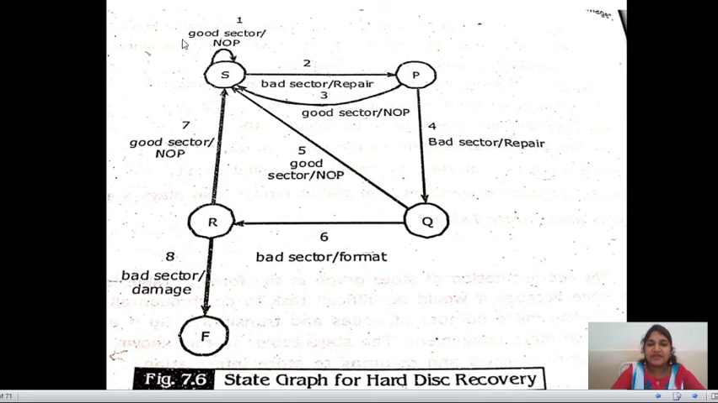After completion, it is sent again to the starting state. If there is still a repair operation needed, it goes to the Q state, which performs the formatting. This is the formatting state. If after formatting it is a good sector, then the starting state will be performed. But if even after formatting there is no change in that particular sector, then the sector is totally damaged, and the ending state will be performed. So this is the state graph for hard disk recovery.